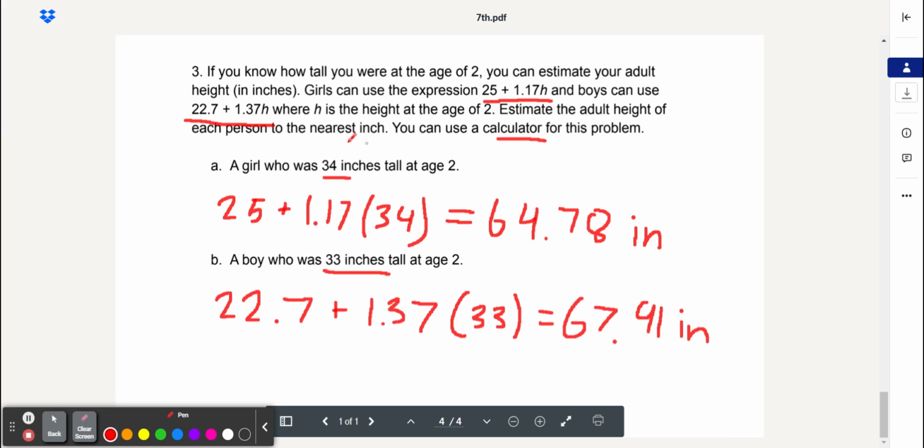It says to estimate the adult height to the nearest inch, which means both of these need to be rounded. So 64.78, 7 is greater than 5, so we round up to 65 inches. Similarly, 9 is greater than 5, so we round up to 68 inches.